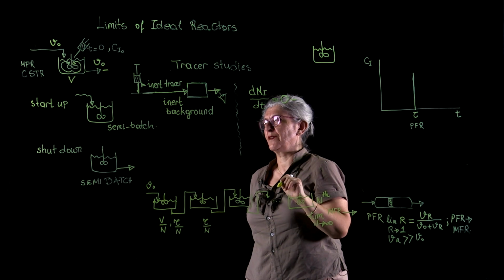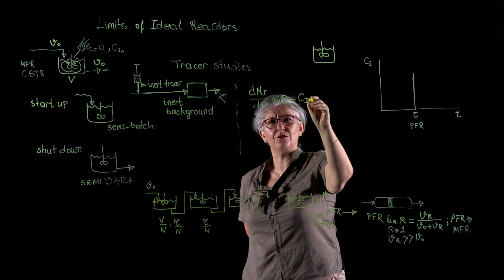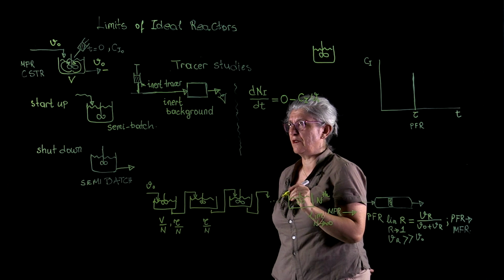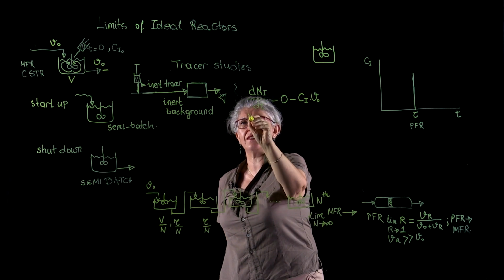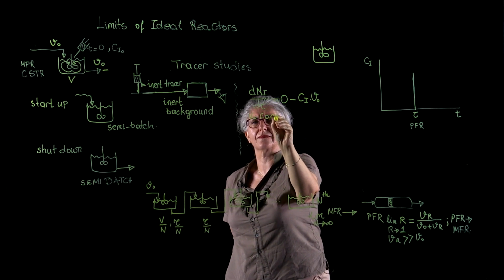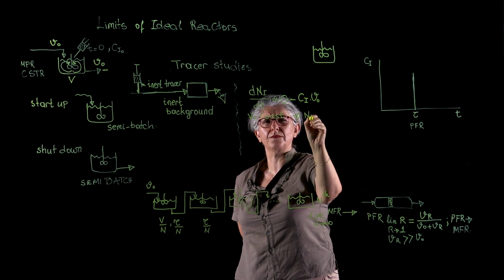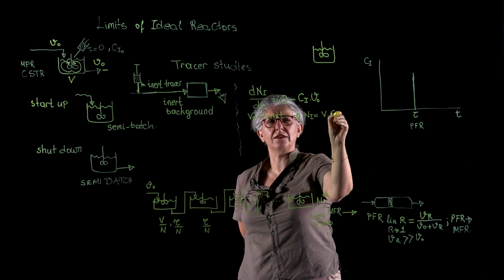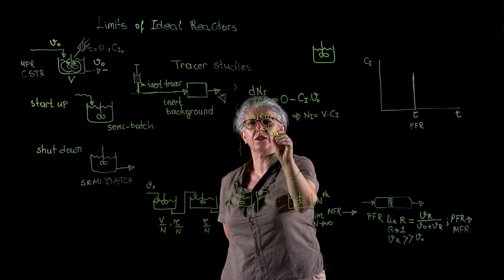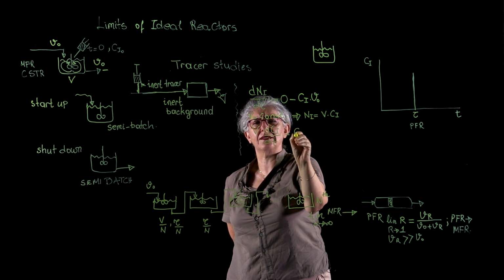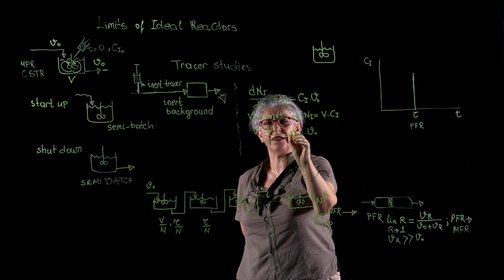At the exit, we're going to have the same concentration that is inside the reactor flowing out with a volumetric rate of V0. There's no reaction term. So we have a constant volume reactor, such that Ni is equal to V times Ci, and dNi is equal to V times dCi over dt minus Ci times V0. That is equal to minus Ci times V0.